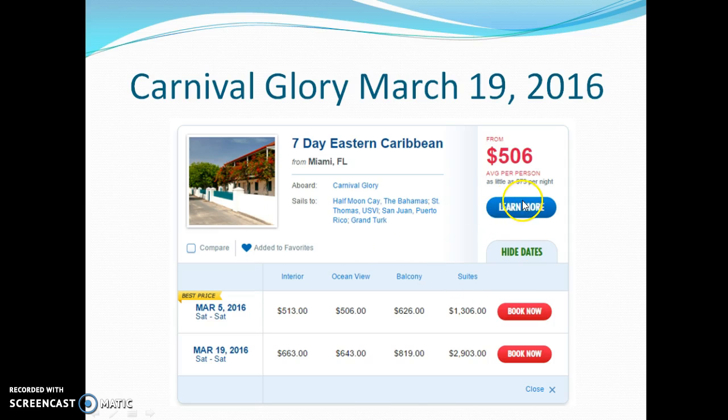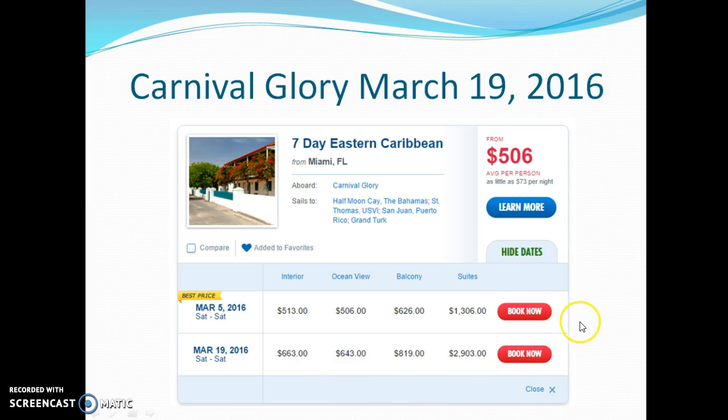This is what we would call a lead-in rate. Meaning this is the lowest price that you'll find on any category across all of the sailings during the month of March. You'll notice that the lead-in rate is for an ocean view on March 5th, 2016. But we're going to look at March 19th.